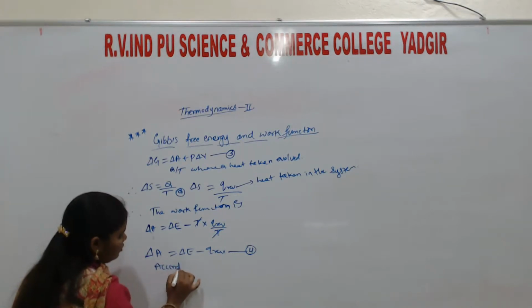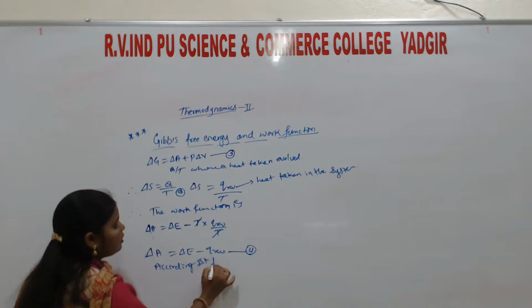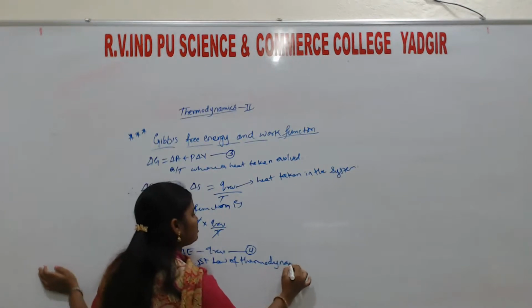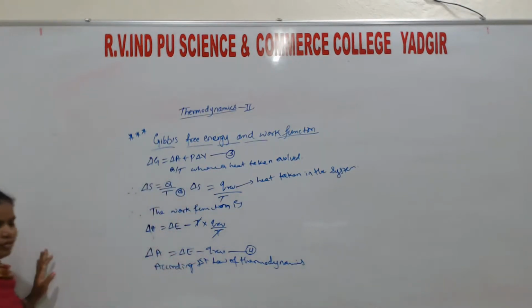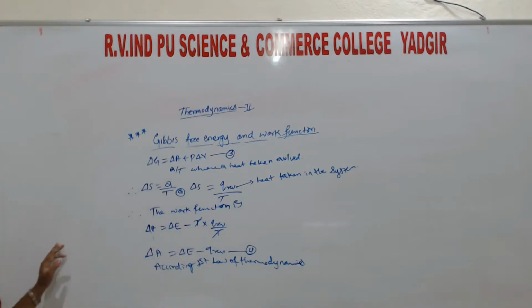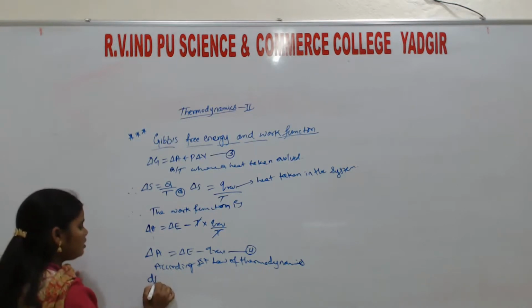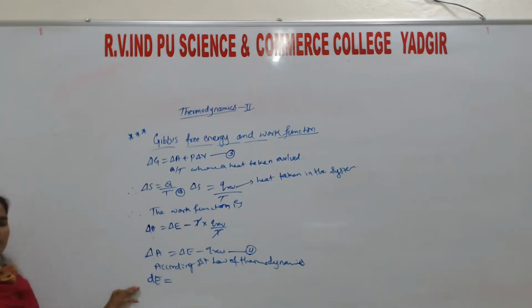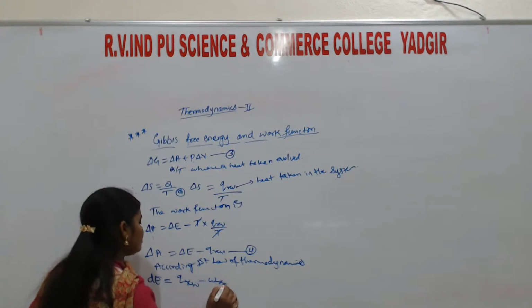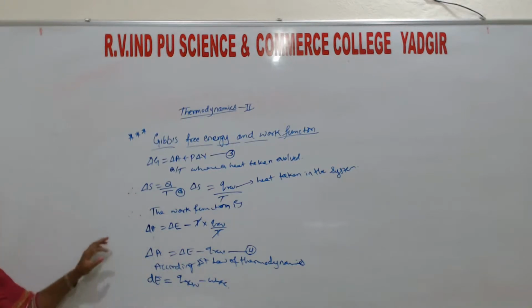According to the first law of thermodynamics, therefore dE is equal to Q minus W, that is, Q reversible minus W reversible. And here you substitute this equation in equation number 4.